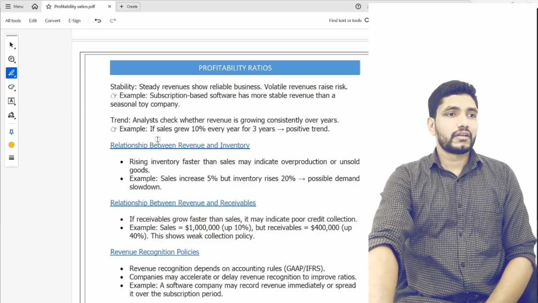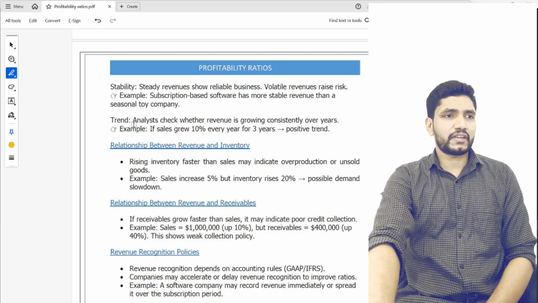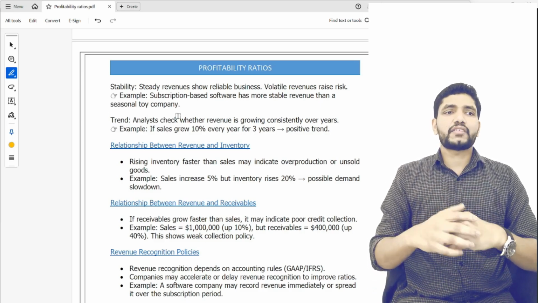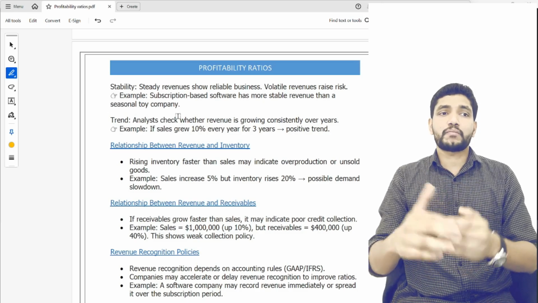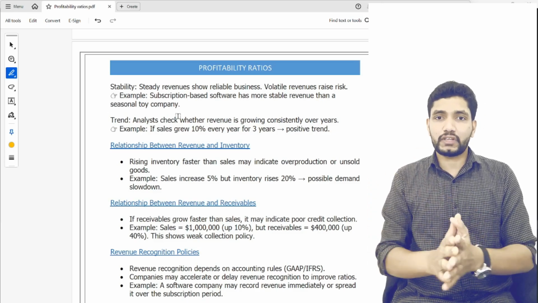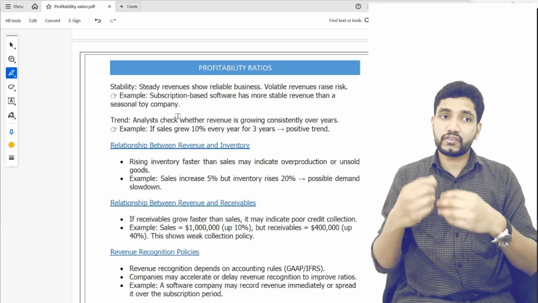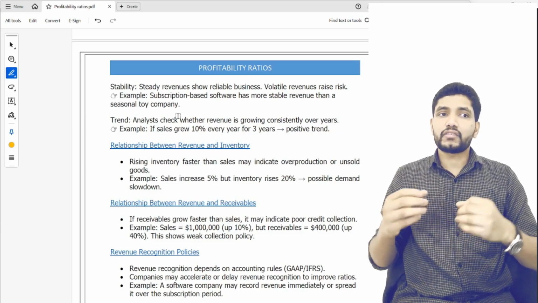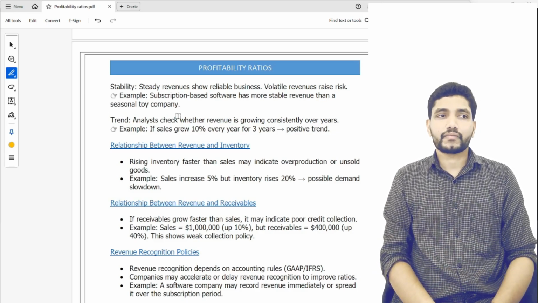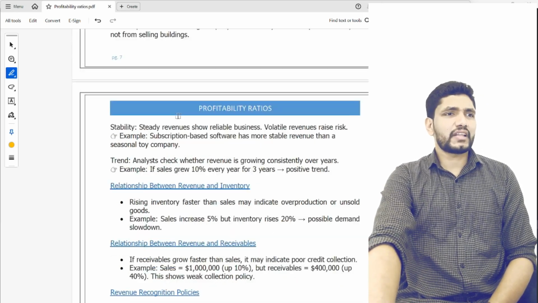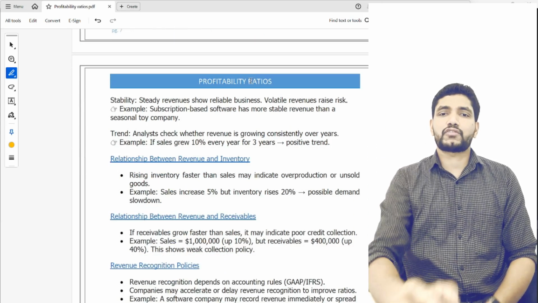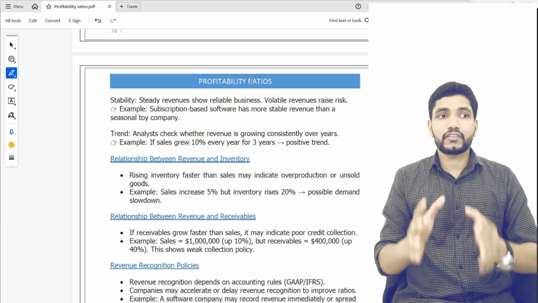The trend. The next part is the trend. We should analyze the trend of the revenue over a period of time. That means when we are analyzing sales revenue over a period of time, whether it is improving or declining. Normally an increase in sales or revenue is considered a positive trend. So when we are analyzing revenue, the source, stability and trend of the revenue all have to be considered in the analysis.